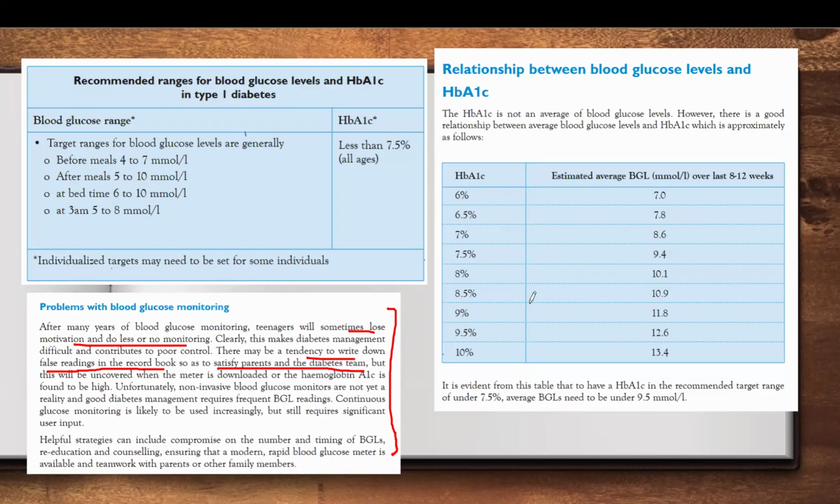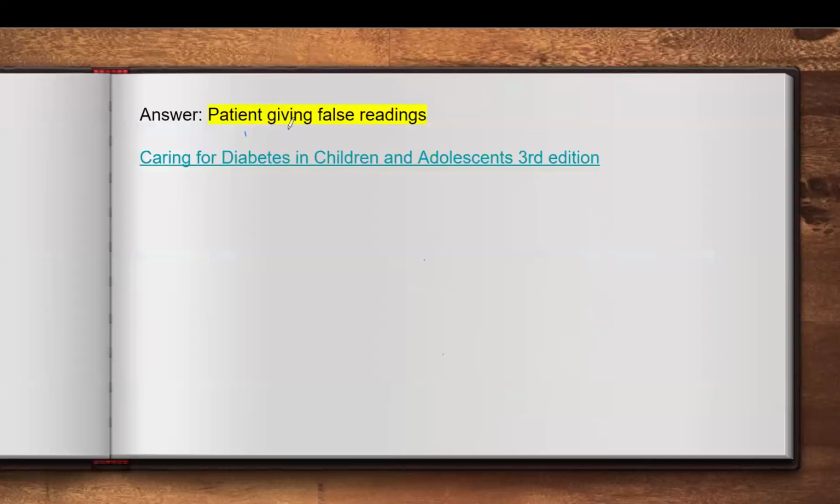And this is showing the HbA1c and the estimated average blood glucose. So if the HbA1c is 10%, you can see that the average blood glucose would be around 13.4. So our patient has 15% HbA1c, extremely high. So there is no chance that her blood sugar levels, the random ones, would have been normal all the way. All right. So most likely this patient is giving false readings.